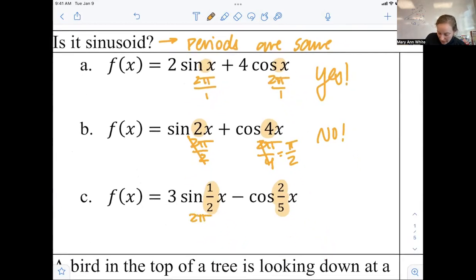And then 2 pi divided by 1/2, there's no way that's going to be the same thing as 2 pi divided by 2/5. So that's also a no.